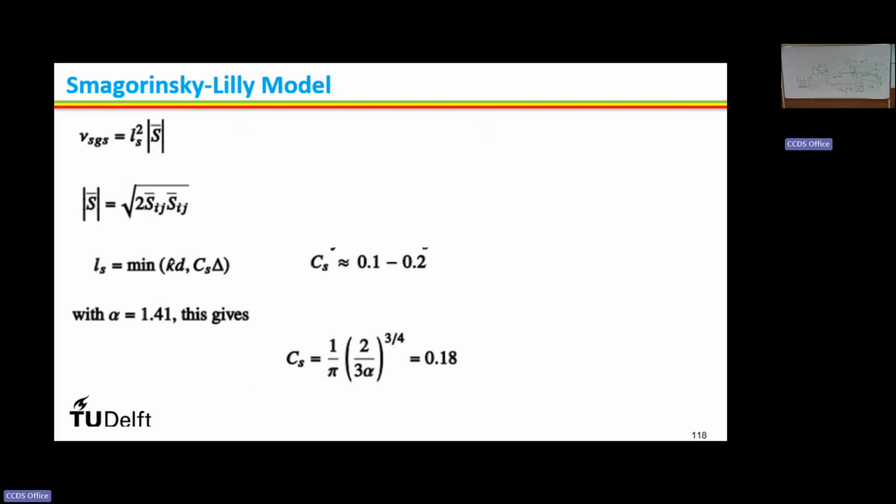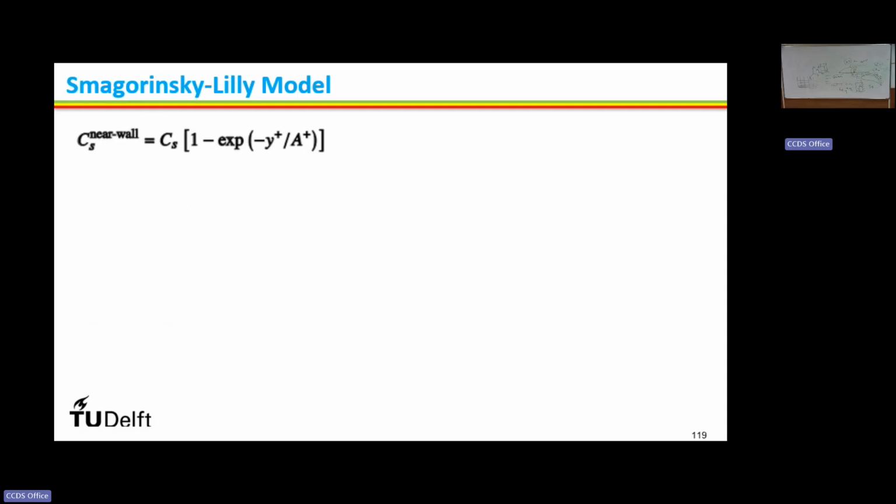They are the constant, right? They don't account for the wall, whatever the size of the delta, in the original formulation. But later they found it and formulated what is called the dynamic Lilly-Smagorinsky model.